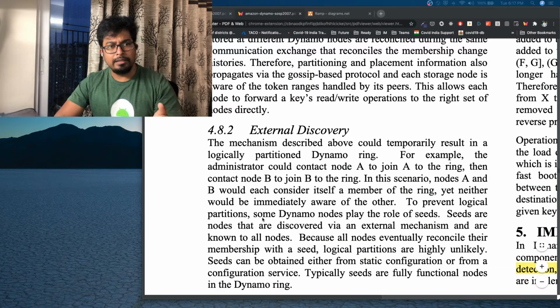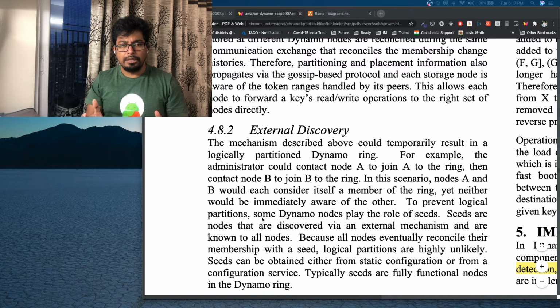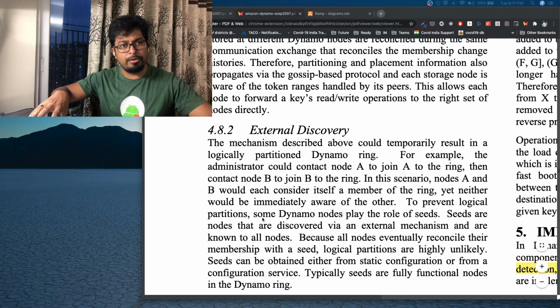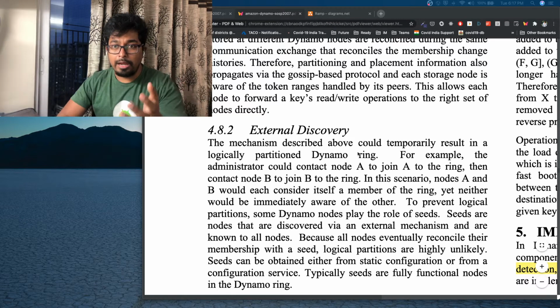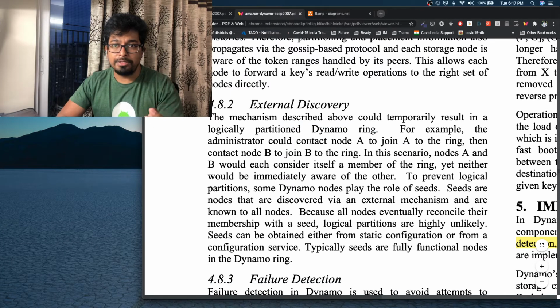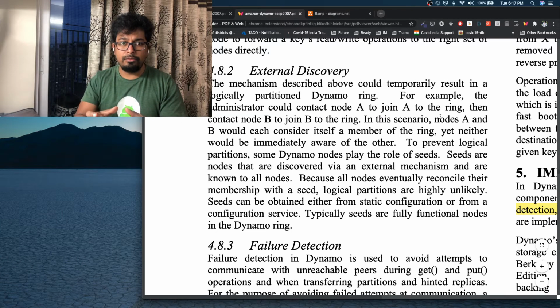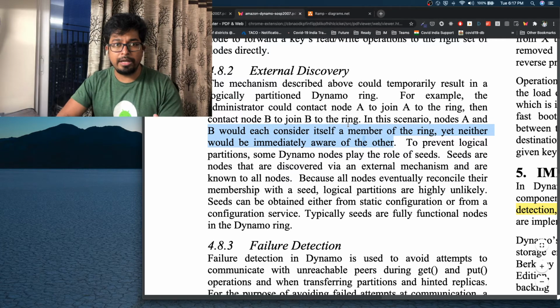Now you might rightly think that you have so many machines in the ring. Can there be partitioning? Can it happen that a set of nodes talk to each other and another set of nodes talk to other nodes and they don't know about each other? It could temporarily result in a logically partitioned Dynamo ring. For example, an administrator could contact node A to join A to the ring, then contact node B to join B to the ring. So you have two machines getting joined in the ring. But in this scenario, node A and B would each consider themselves to be a member of the ring, but they're not aware of each other. B does not know that A is a member of the ring.